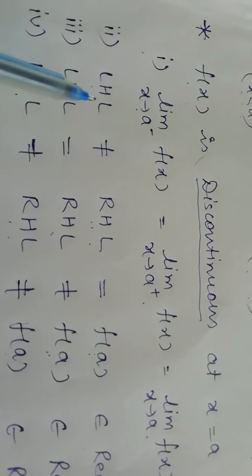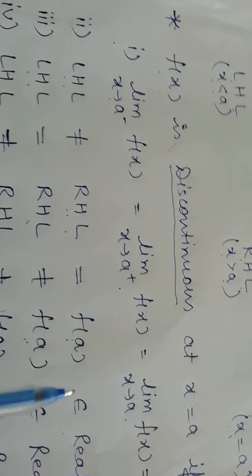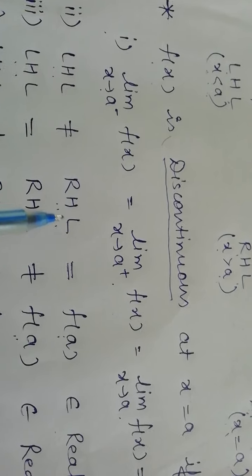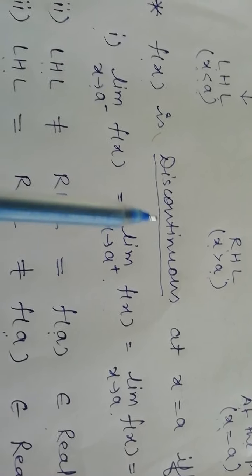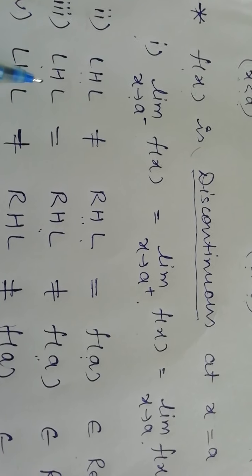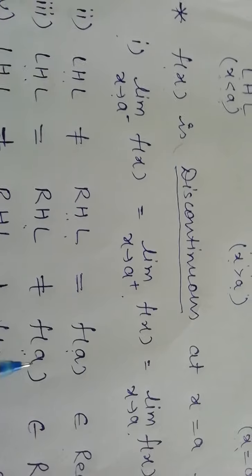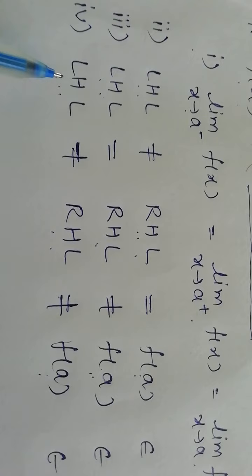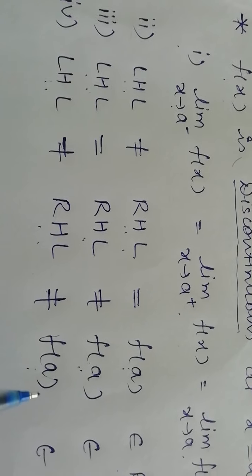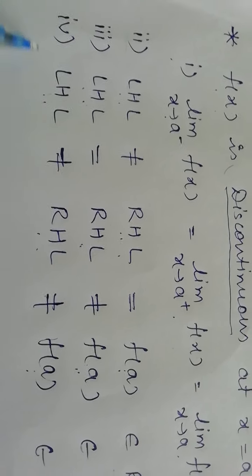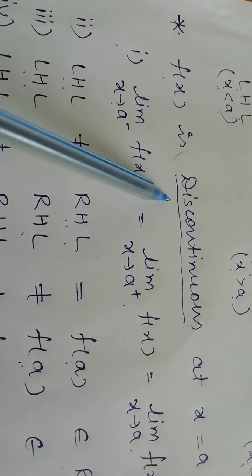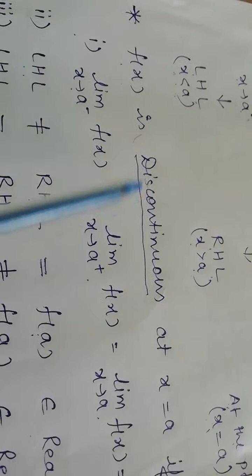Second, left hand limit and right hand limit are not equal to each other and the value of function is equals to right hand limit, then also you can say function is discontinuous. Left hand limit is equals to right hand limit but does not equal f of a. And another way, left hand limit, right hand limit and the value of function all three are not equal to each other, then also you can say the function becomes discontinuous at x is equals to a.